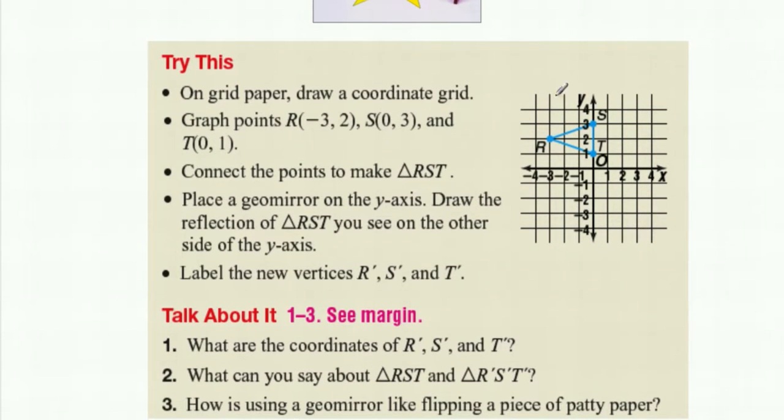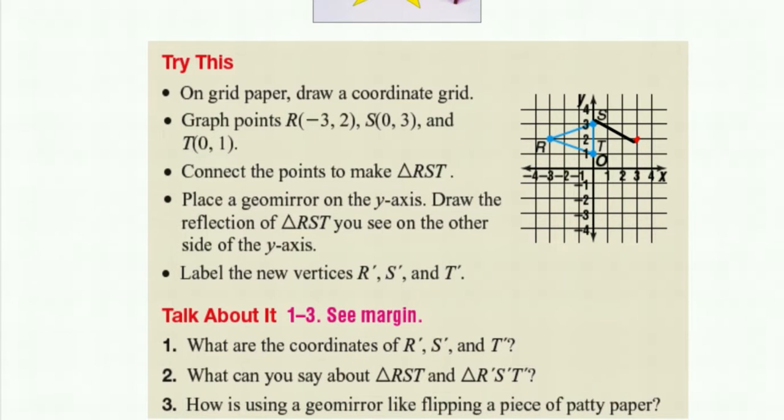Okay, so the reflection would be another triangle. Okay, but this time this is how the triangle would look like. Okay, it is now a reflected image.